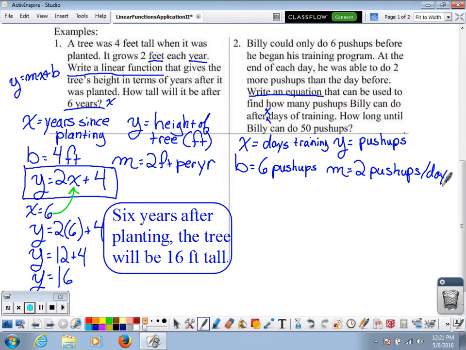So I want to use y equals mx plus b. Let's substitute in. And we can say y equals 2x plus 6. And there's our linear function. y equals 2x plus 6.